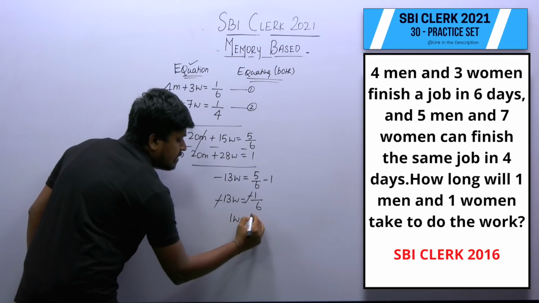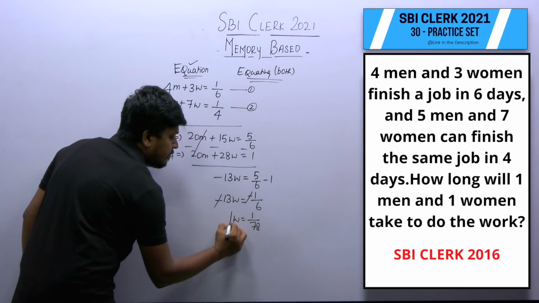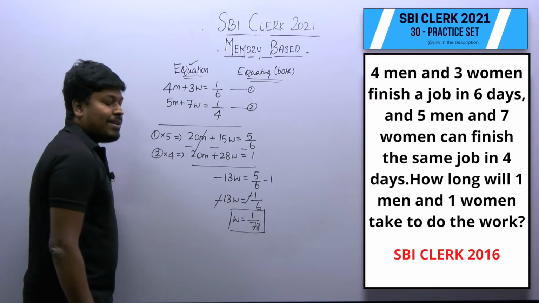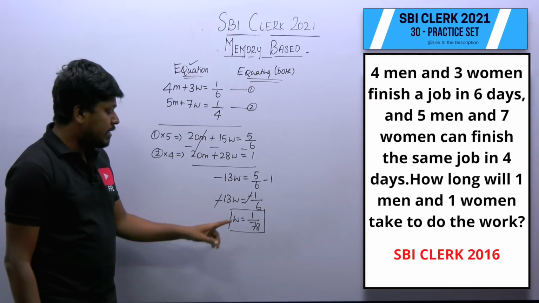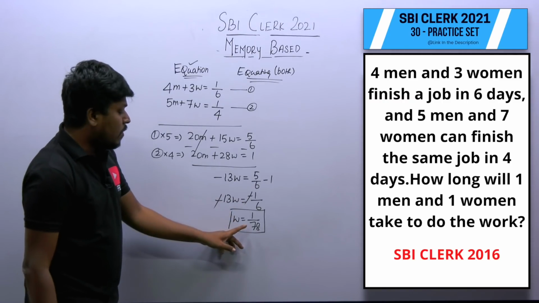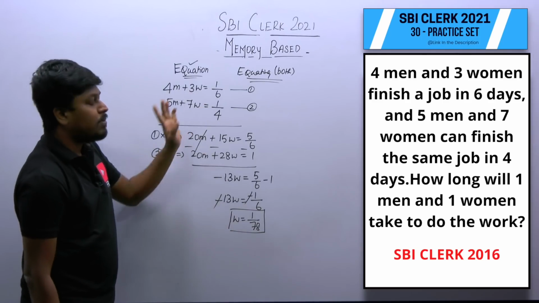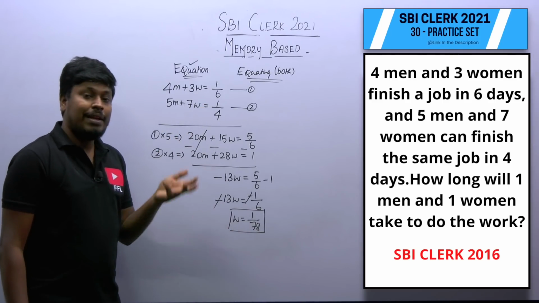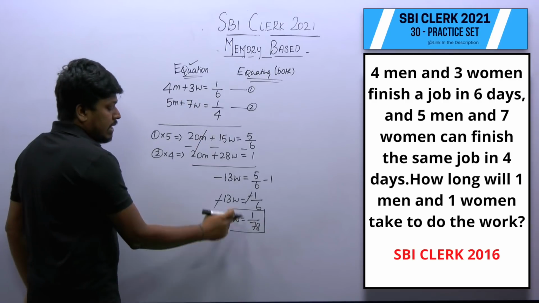So 1 woman is equal to 1 by 78. Got it, friends? So finally we found the value of 1 woman, that is 1 by 78. Now substitute 1 by 78 in any one of the equations in order to find the men. I will be substituting in equation 1.